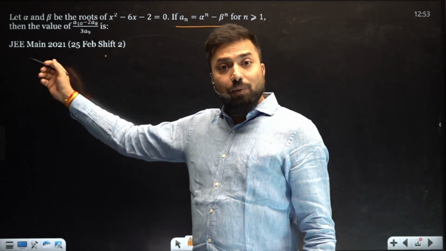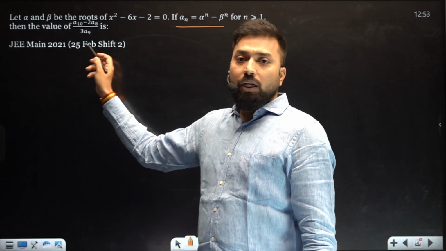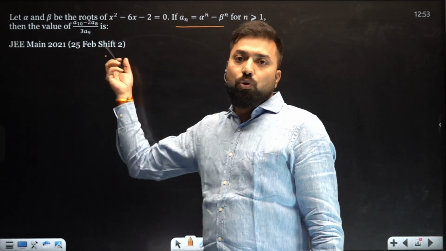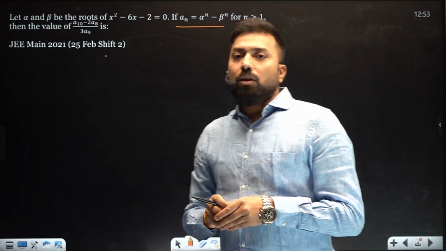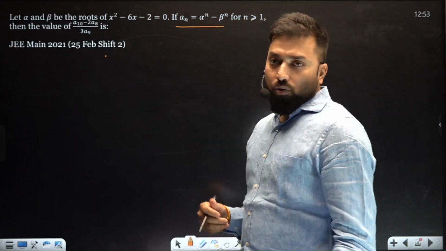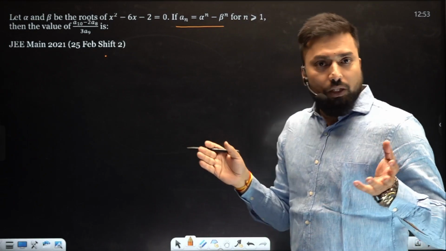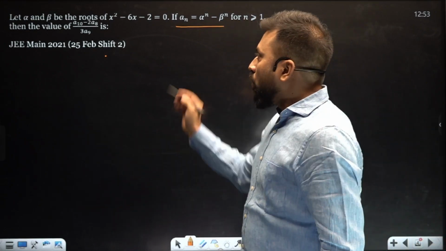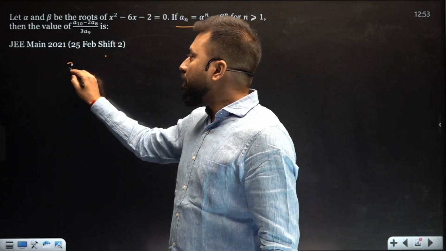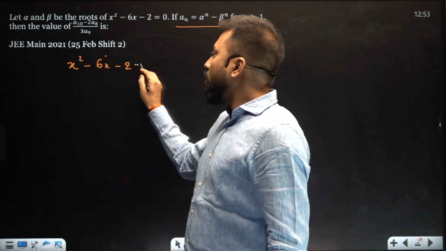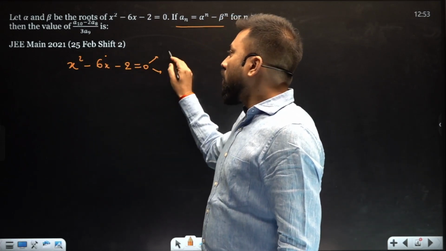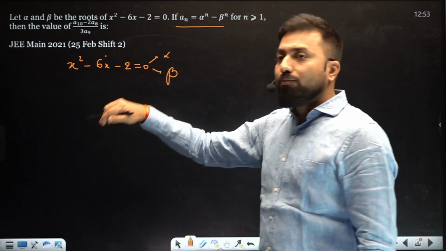Now this question has been asked in JEE main 2021, 25th Feb shift 2. Okay, so what we'll do is we'll first solve this question in the general approach. Okay, so let's take this quadratic equation here. The quadratic equation is x square minus 6x minus 2 is equal to 0. The roots are given, alpha and beta.